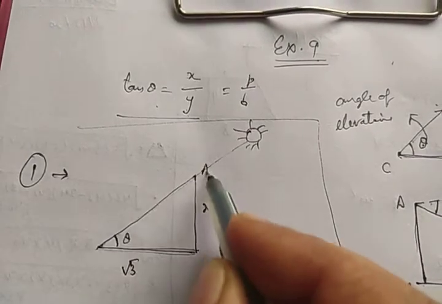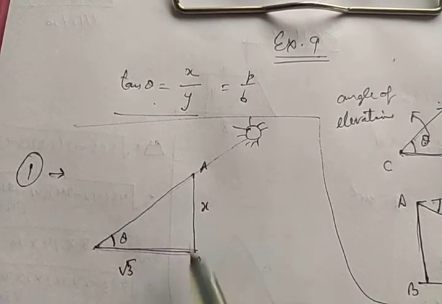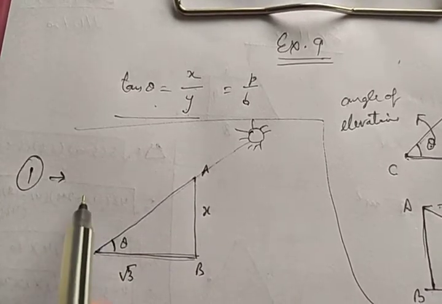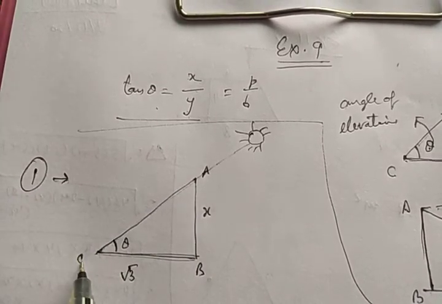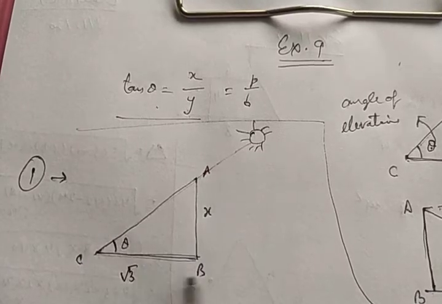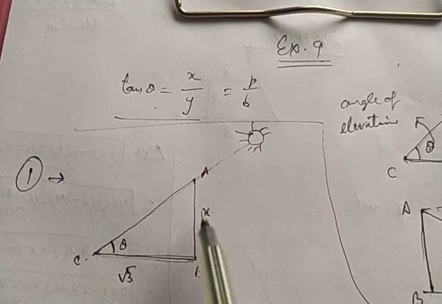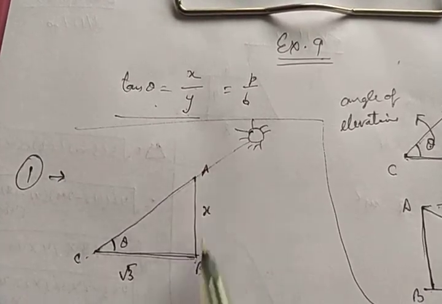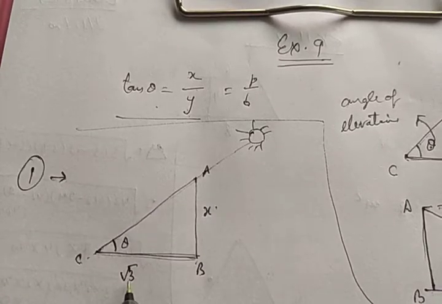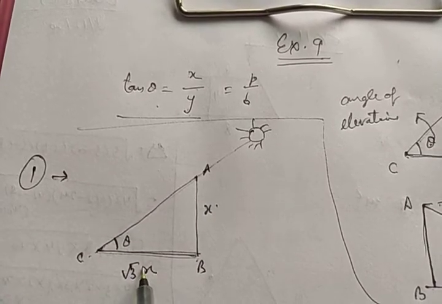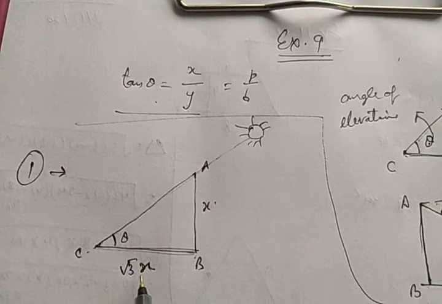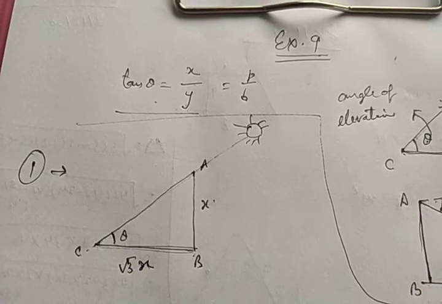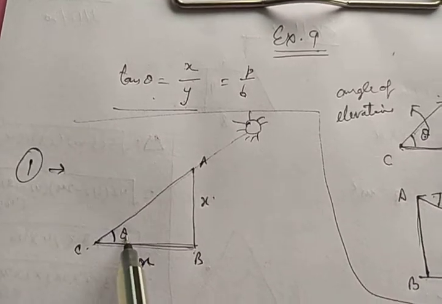Suppose you are naming AB as a pole, then you will have to write AB is a pole, and you are standing at point C, or the shadow is up to length BC. If you are taking the length of the pole as x, then this shadow is root 3x, root 3 times the height of the pole. Find the sun's altitude means this angle is required.